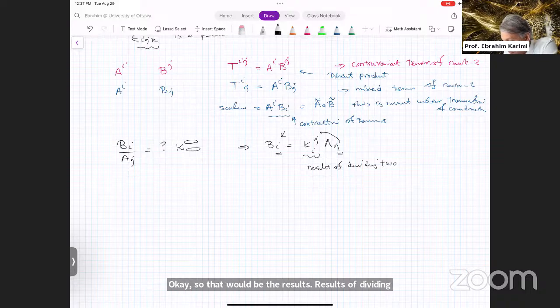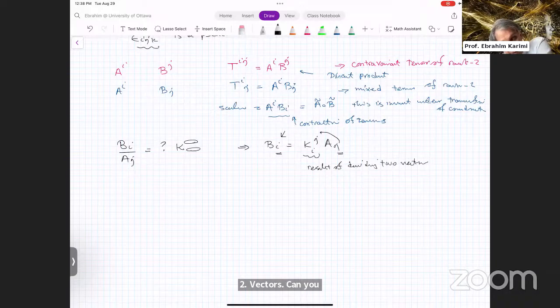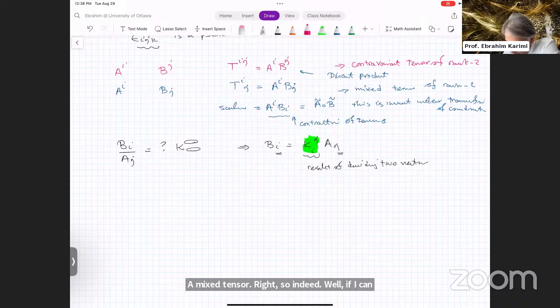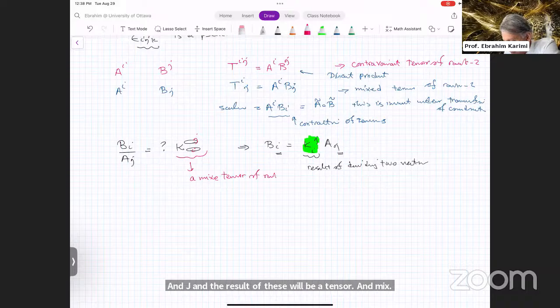Okay, so that will be the result of dividing two vectors. Can you tell me what that is? Is it a scalar quantity or is it something else? What is this K_ij? A mixed tensor, right? If I look at this notation, definitely the result will be K with indices i and j, and the result will be a tensor, a mixed tensor of rank 2.